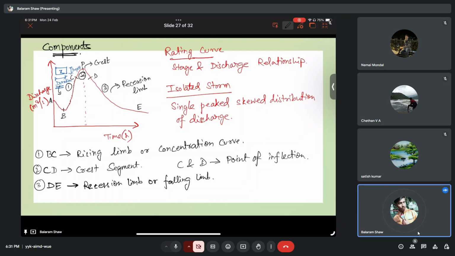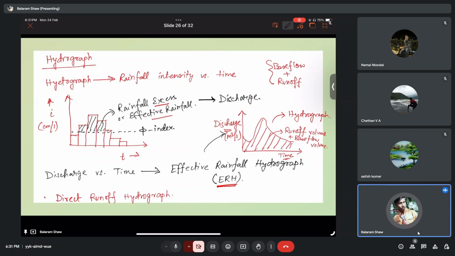So this is TR, let's say TR, or we can write it as T also. So this is the storm duration. As I mentioned, what is storm duration? Storm duration or rainfall duration is the duration of the effective rainfall or the rainfall excess, right? So here we can see whatever duration is happening for the rainfall excess.